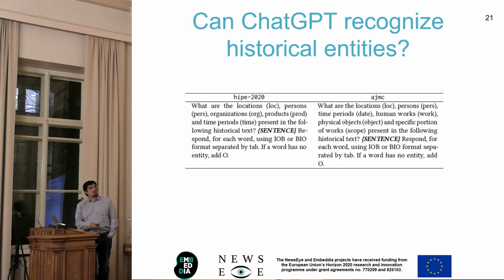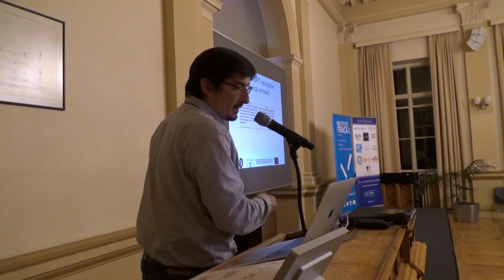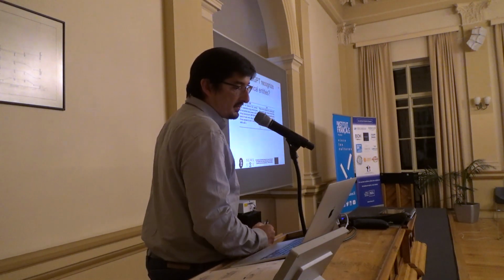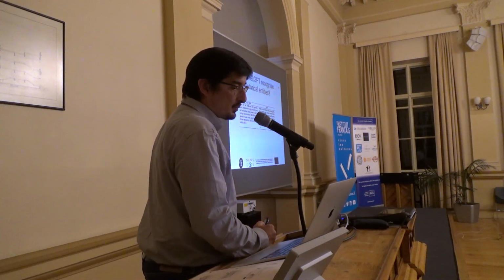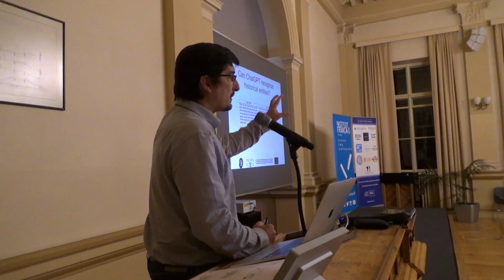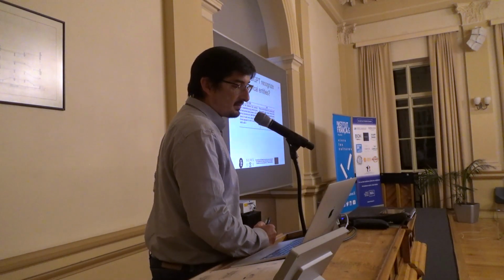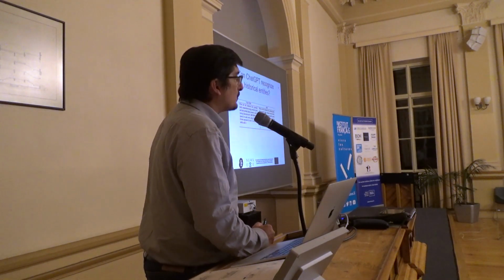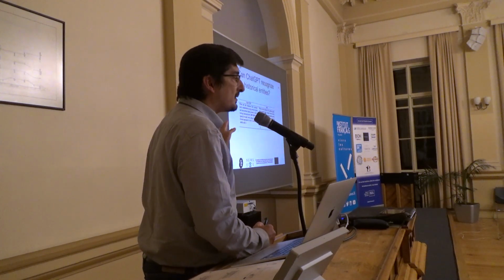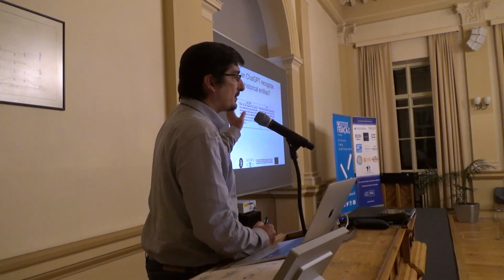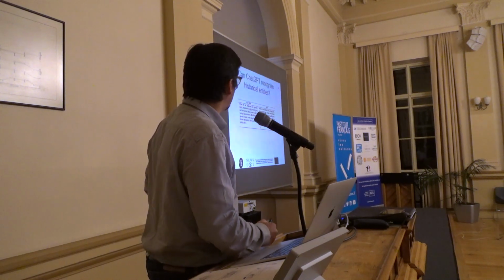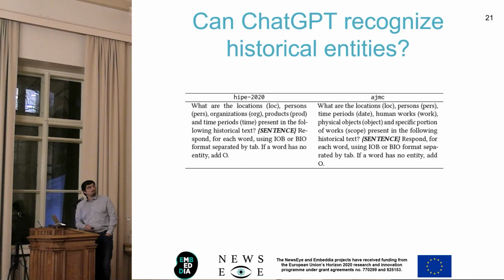So we made queries, we sent prompts to ChatGPT. We asked it what are the locations, persons, organizations, products, time periods present in the following historical text. We copy-pasted the historical text that was extracted. And then we asked it to put it in a specific format that is easy for evaluation, that is the standard format for measuring the performance of any system.